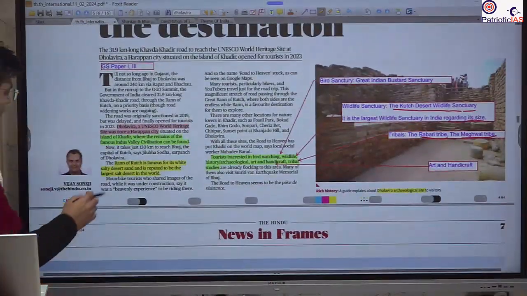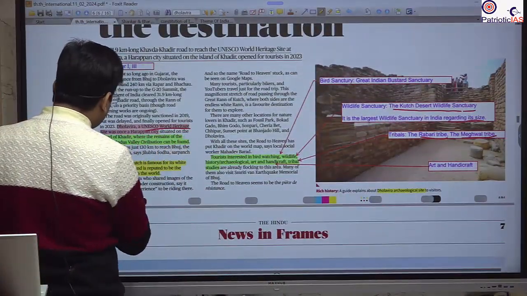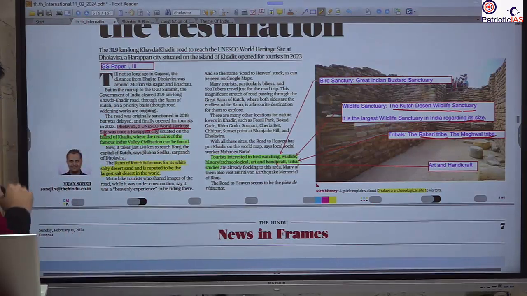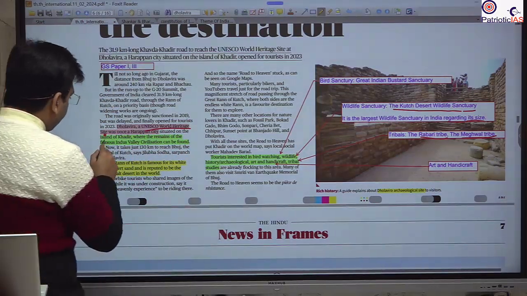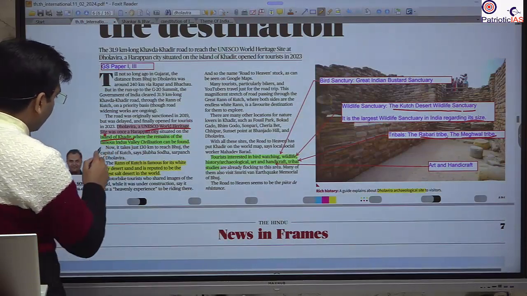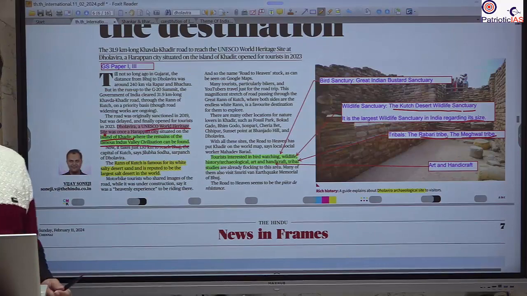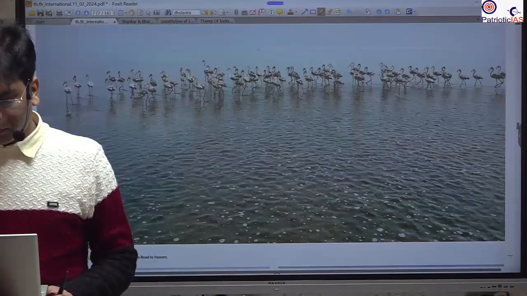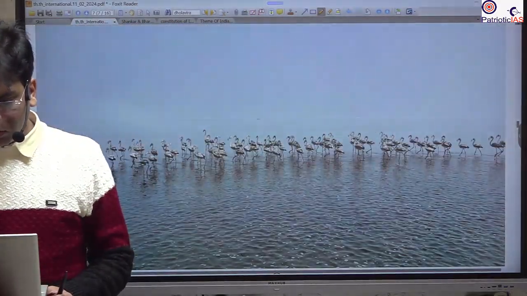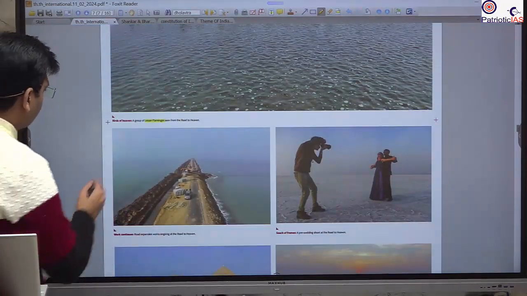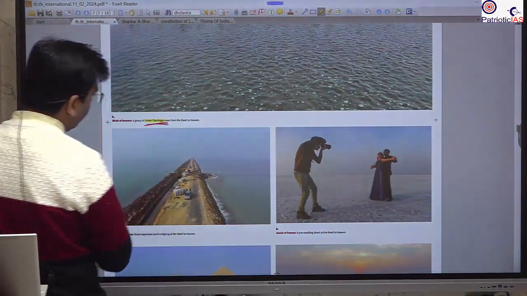This Dholavira comes under the UNESCO World Heritage Site. Okay, and the island of Khadir is where the remains of the famous Indus Valley civilization can be found. So you can remember all this. Please see the scenic beauty. This is the scenic beauty, and the lesser flamingo is common in this area.